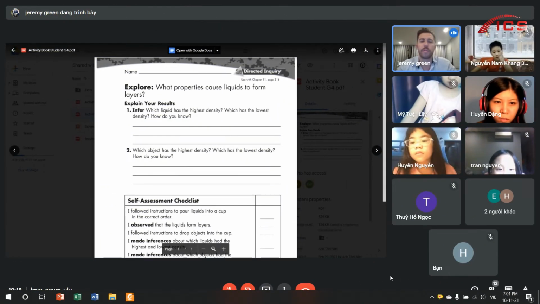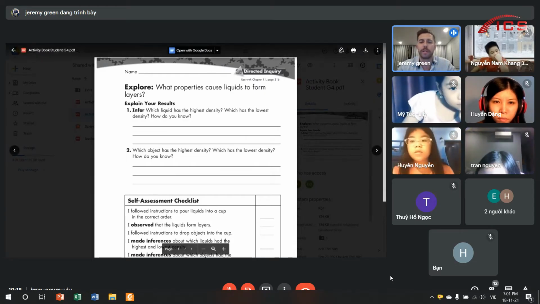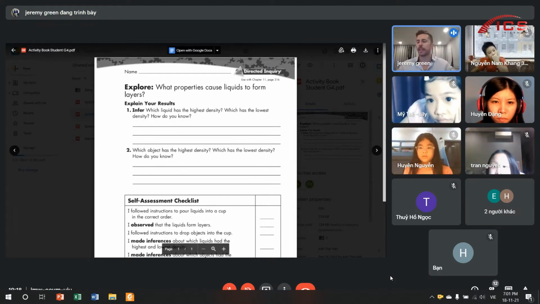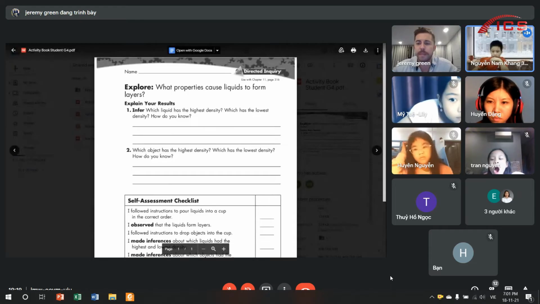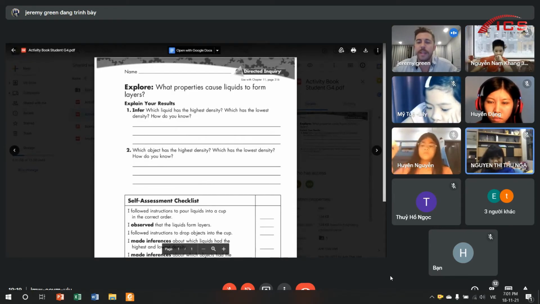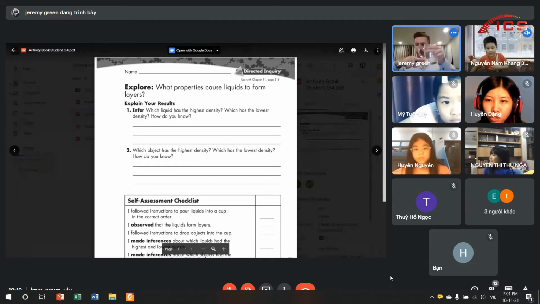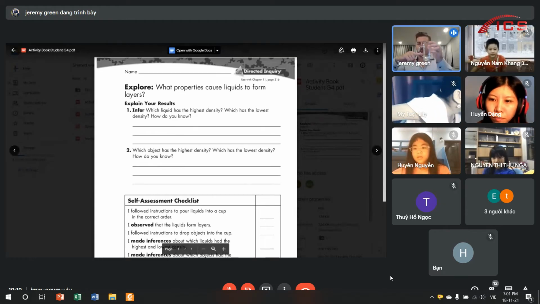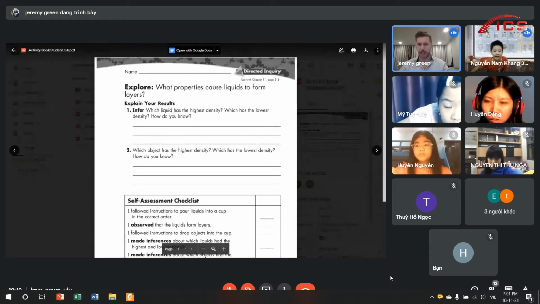Okay. So which liquid has the highest density? Which has the lowest density? And how do we know? So when we pour things into the glass, how do we know which is the heaviest and which is the lightest? The heaviest will sink and the lightest will float on the top. Yes, everyone. The heaviest liquid will go to the bottom, or should we say sink? Yeah, it'll sink, so it'll go to the bottom, and then the lightest liquid will float. It will stay above it.